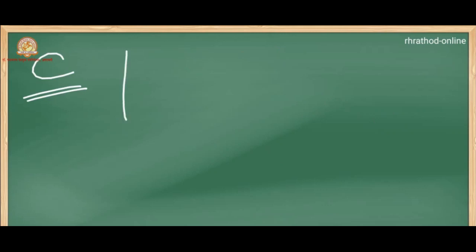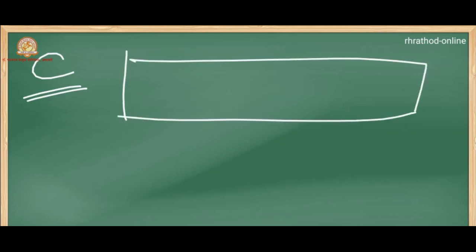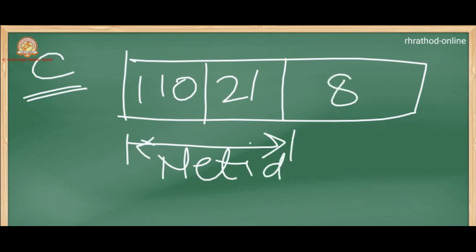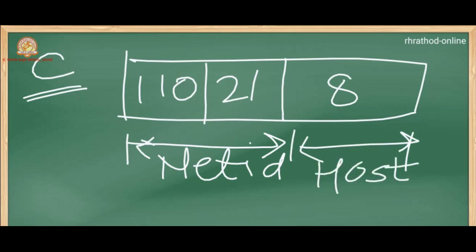Let us see class C IP address. We know that the first 3 bits identify class C, that is 110. The next 21 bits are for network address. These are a total of 24 bits for net ID in class C, and the remaining 8 bits are for host ID. These are the host ID.